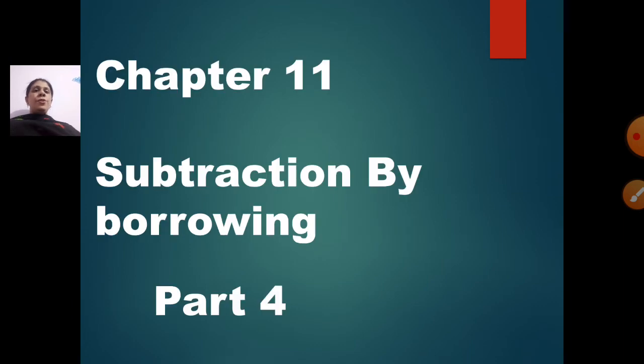So children, first you are going to write chapter 11, subtraction by borrowing. Only that, chapter 11, subtraction by borrowing. Don't write part 4, okay? Write the heading chapter 11, subtraction by borrowing in a fresh page with today's date. First you will write today's date, then you will write chapter 11, subtraction by borrowing, okay?